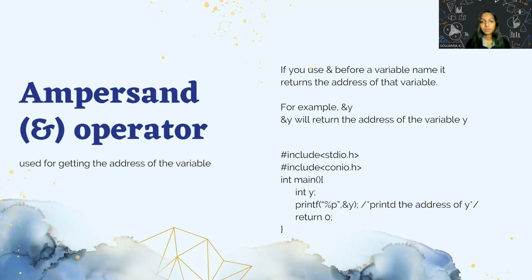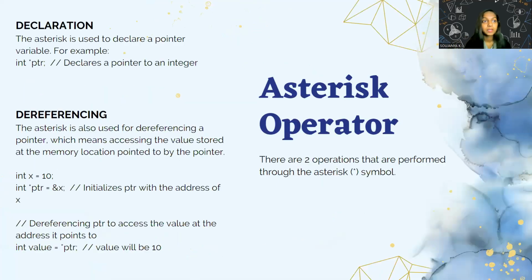Here is a small program: #include <stdio.h>, #include <conio.h>. In the main function, there is an integer y, and we printf with %p, comma, &y. This prints the address of the variable y, return 0. This is a small program.